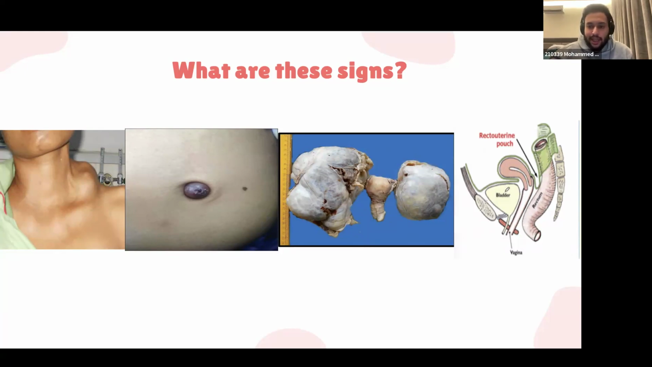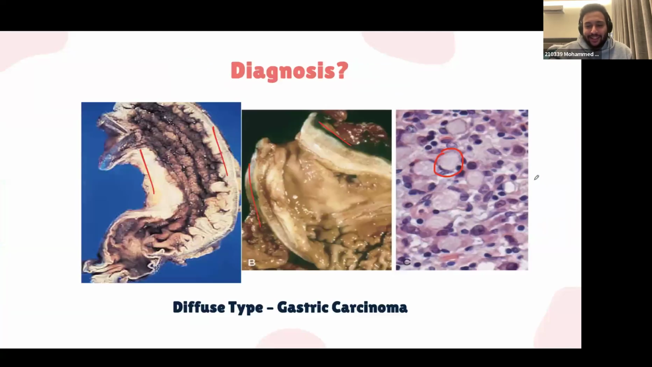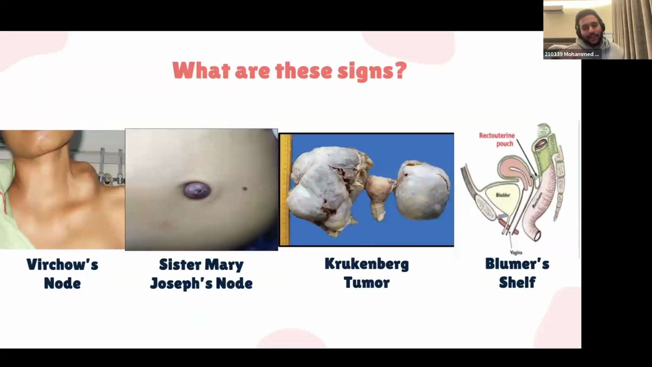What do we call this sign? And then when we do DRE, we can palpate it in this pouch. Okay. Blumer shelf. Okay. So these are the key features. There's two more signs that I want you guys to know. There's no pictures for them.